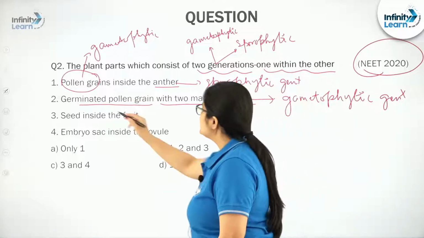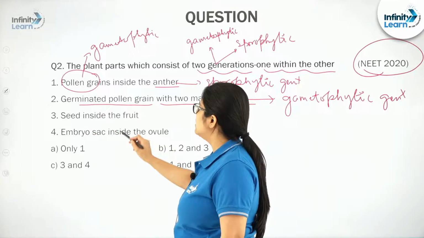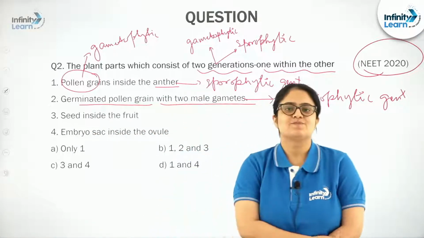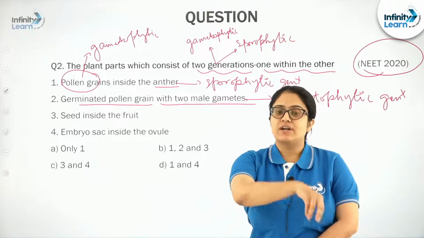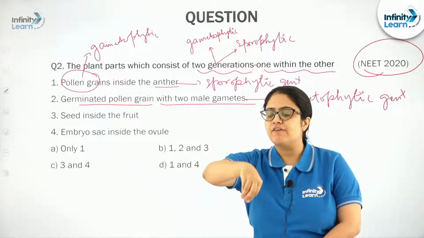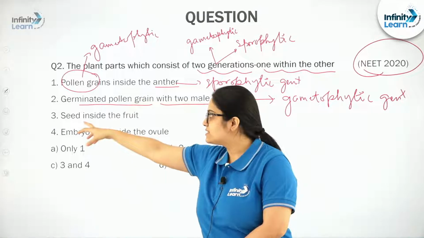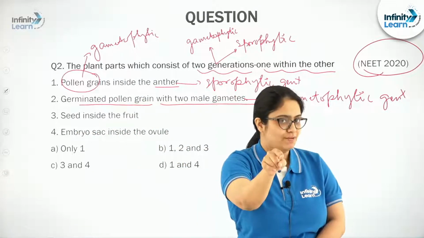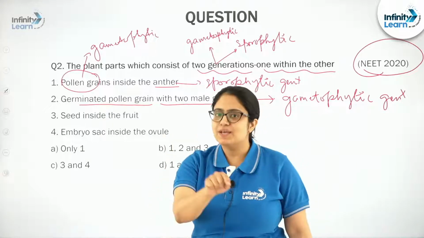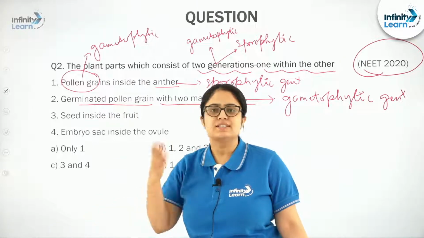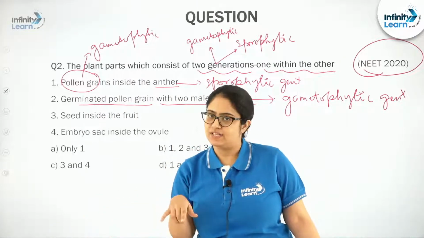Next, seed inside the fruit. My kids, what is seed? Seed is formed when a zygote develops into an embryo, and after the embryo the next stage is seed. Zygote is diploid, embryo will be diploid, hence seed will be diploid.